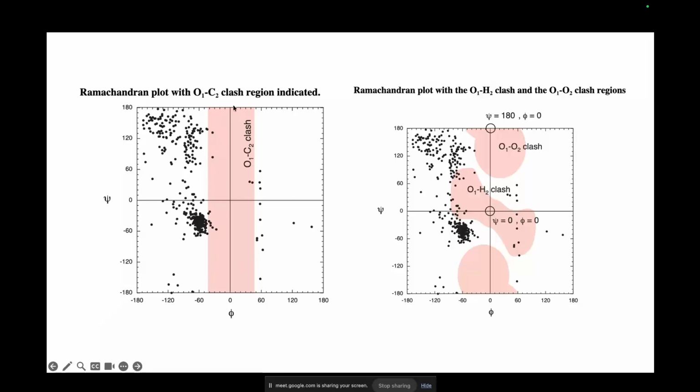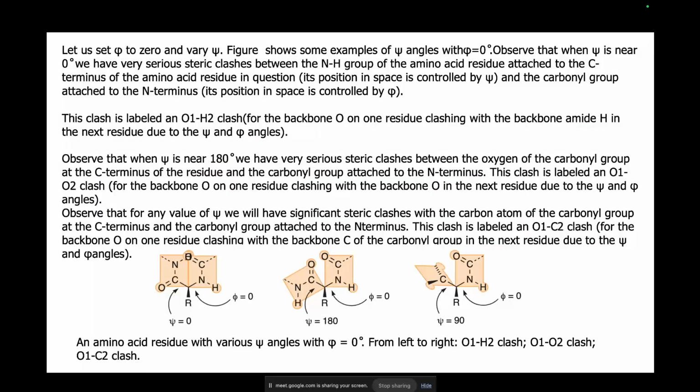This is the region where the O1C2 clash can occur. These are the regions where the O1O2 clash can occur. These are the regions where the O1H2 clash can occur. So why is it so important? Why is the Ramachandran plot so important? Why is studying the angles so important?